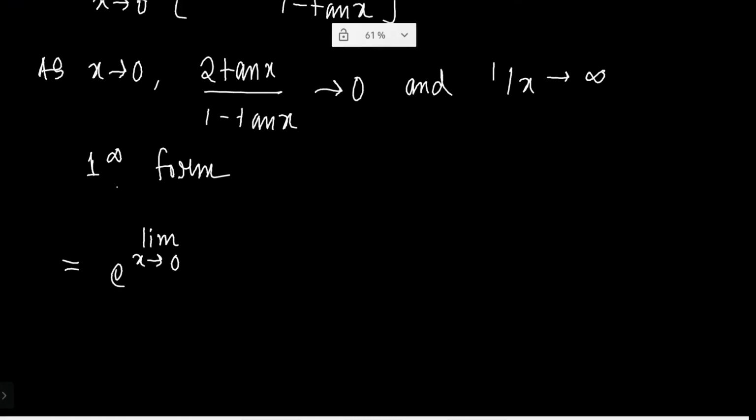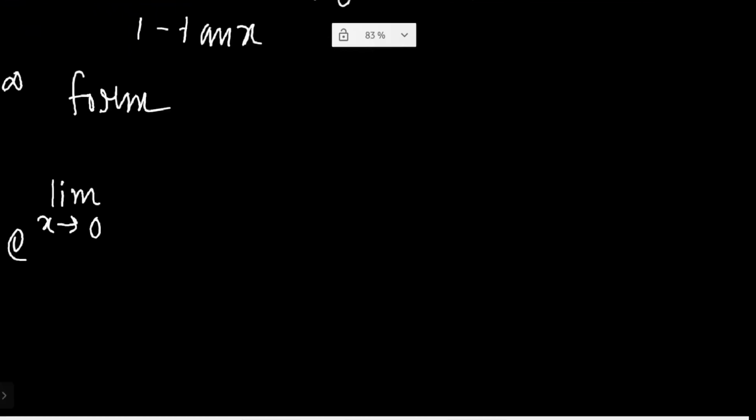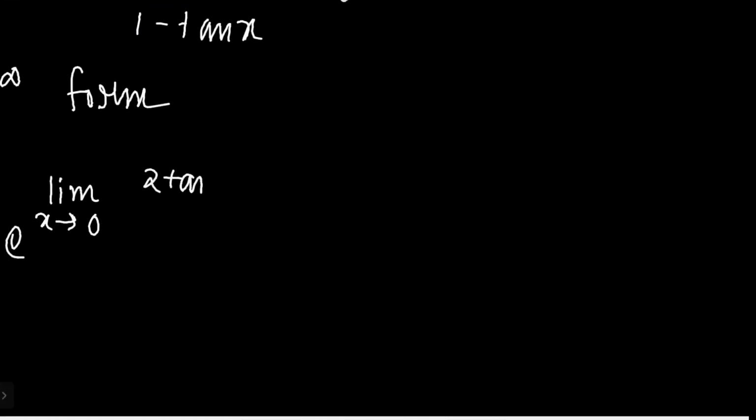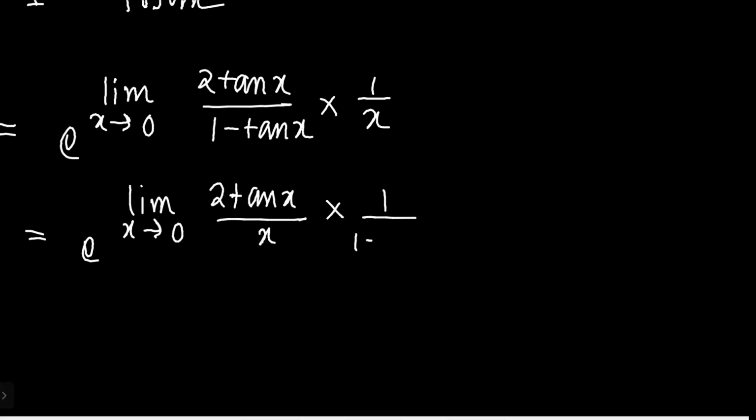So here f(x) is 1 plus 2 tan x by 1 minus tan x, minus 1. That means 1 will get cancelled. So it is 2 tan x by 1 minus tan x into g(x). g(x) is 1 by x. So we can write limit x tends to 0 of 2 tan x by x into 1 by 1 minus tan x. We can write this one like this.